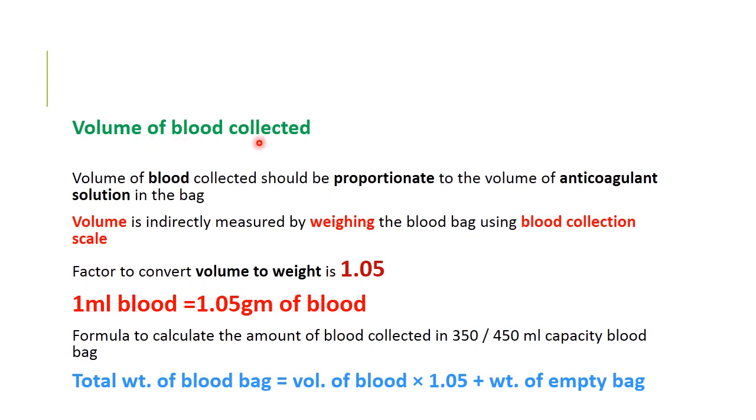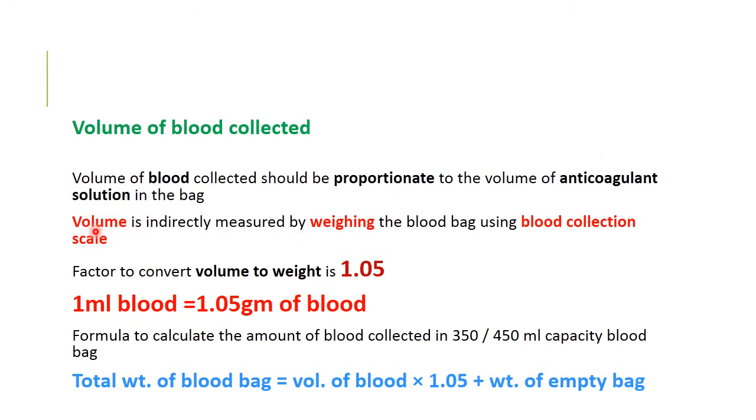Volume of blood collected. What volume of blood do we need to collect? The volume of blood should be proportionate to the volume of the anticoagulant present in the bag. We know that the anticoagulant to blood ratio should be 1.4:10. That means for every 10 ml of blood, 1.4 ml of anticoagulant should be present. The anticoagulant can be of any type, CPD, CPDA and so on.